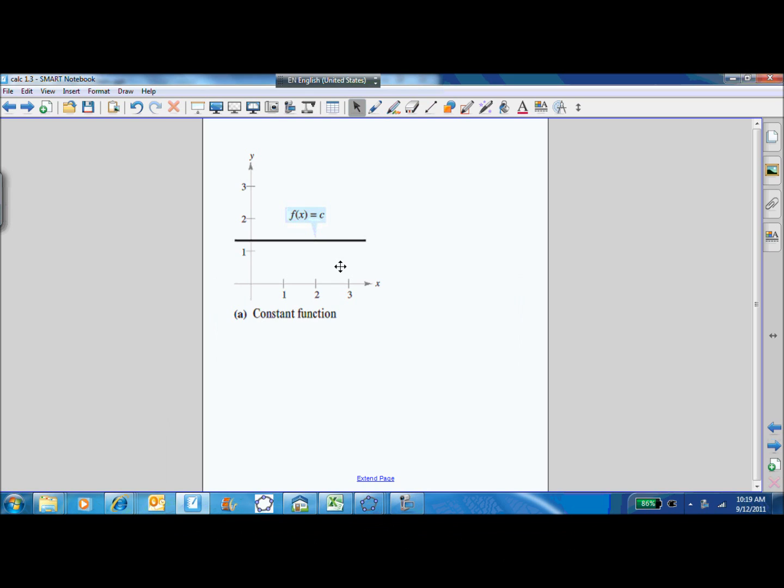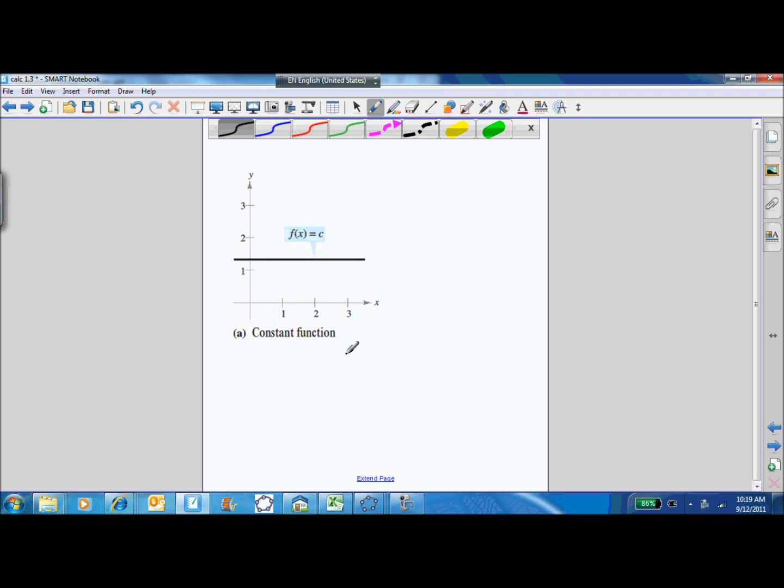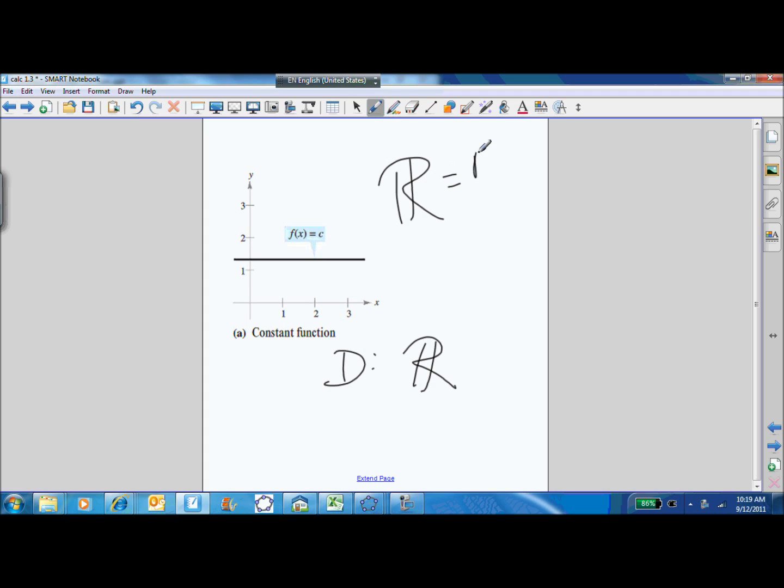A constant function constantly gives out the same output: f of x equals c, some constant. And for a constant function, the domain is all reals. You can put all real numbers in. I'm going to be using this symbol a lot. That stands for all reals. Do you see the A and the R in there?